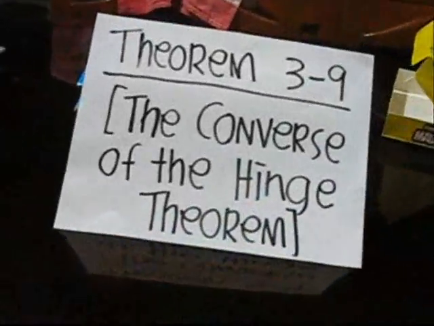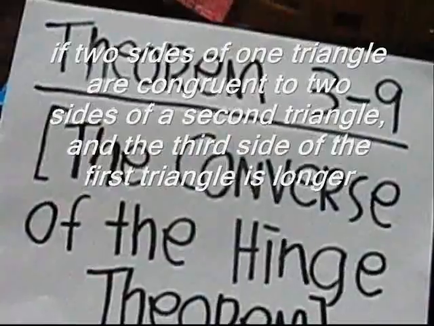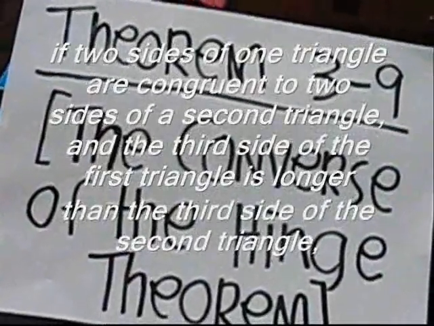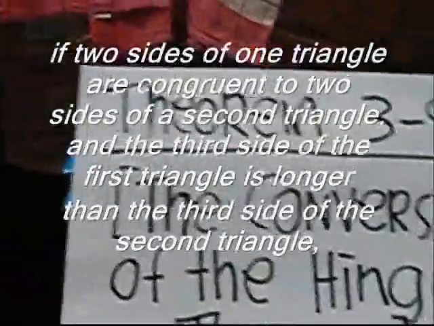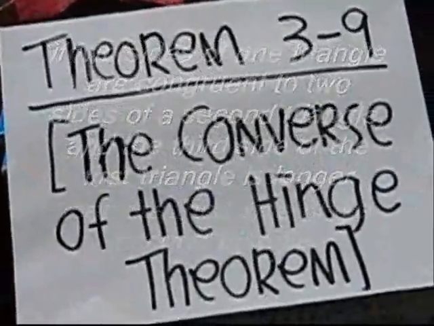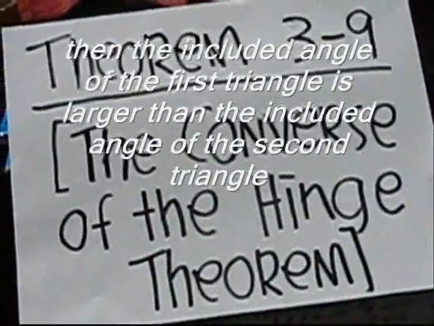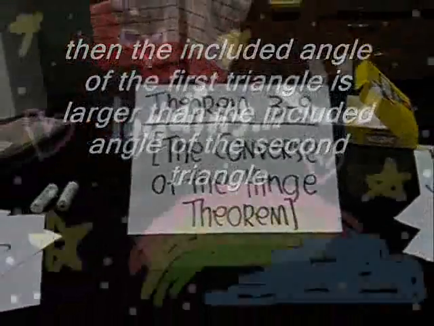For Theorem 3-9, the converse of the hinge theorem, if two sides of one triangle are congruent to two sides of a second triangle, and the third side of the first triangle is longer than the third side of the second triangle, then the included angle of the first triangle is larger than the included angle of the second triangle.